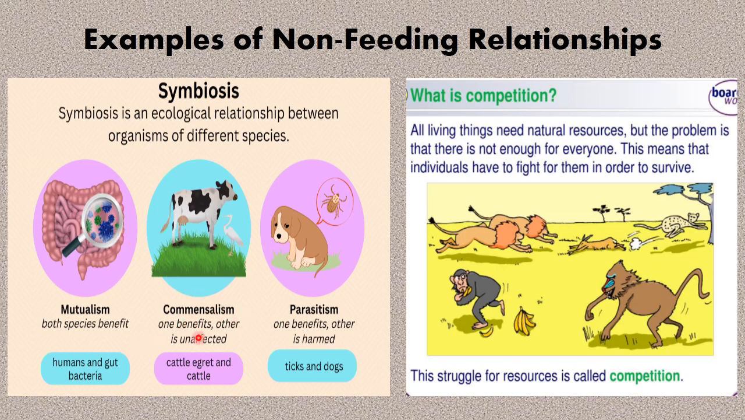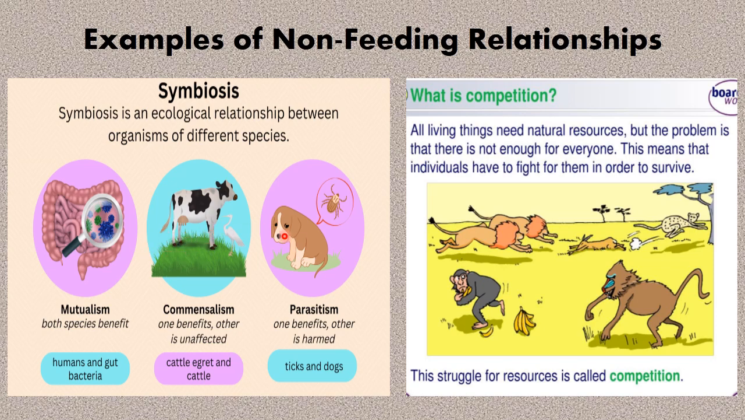Now another example, of commensalism, is the cattle egret and the cattle. As the cattle moves on the grass, the cattle stirs up insects which the egret actually eats up. In this case, the egret is the only one that benefits in this relationship, while the cattle is unaffected in the relationship.